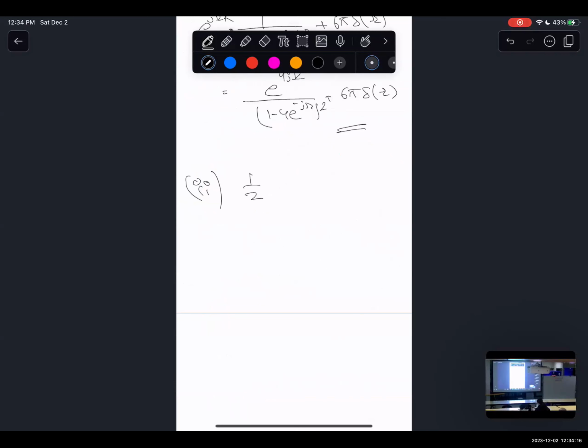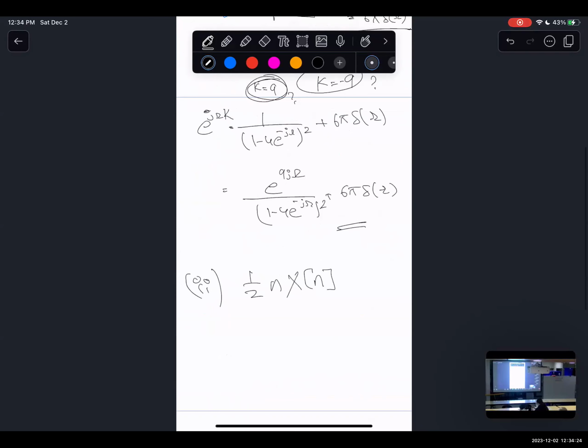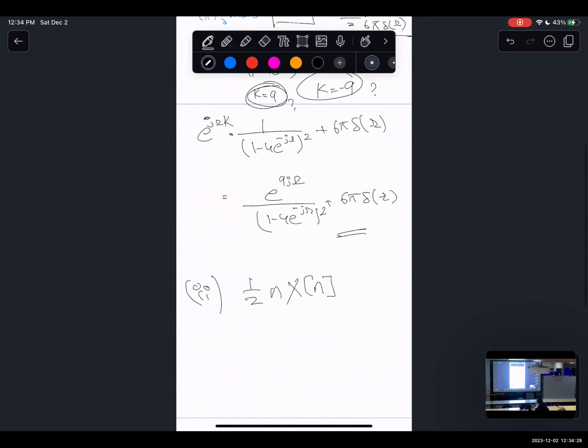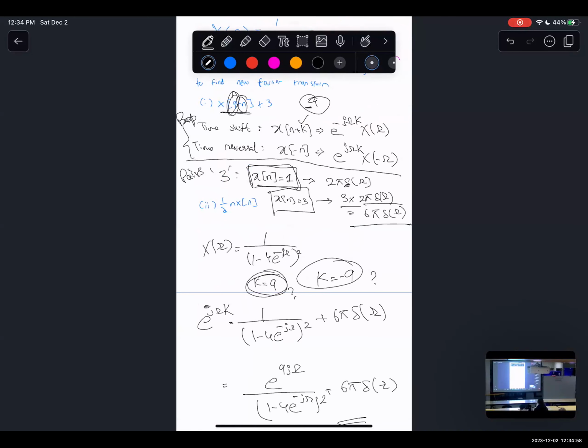And for the second one, you have half n x of n. And here the properties that we would be using is amplitude. I just have another question on that last one. Would the time reversal property affect the omega in the denominator of that equation? Because it's originally negative, yes, it would. And then when you do the time reversal, positive j omega in the denominator? Yeah, because we have x of minus omega. I'm sorry, I didn't account for that. It is x of minus omega and not x of omega.